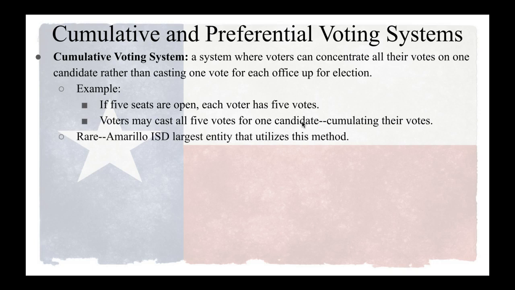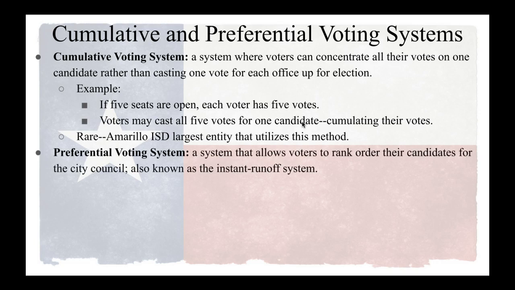It's very rare, but Amarillo ISD does utilize this as their election method, and they are actually the largest entity in the state of Texas to utilize this particular system. And then there's the preferential voting system, a system that allows voters to rank order their candidates for the city council, also known as the instant runoff system.